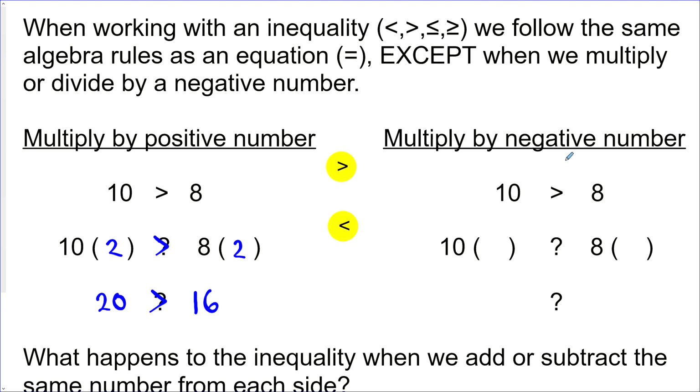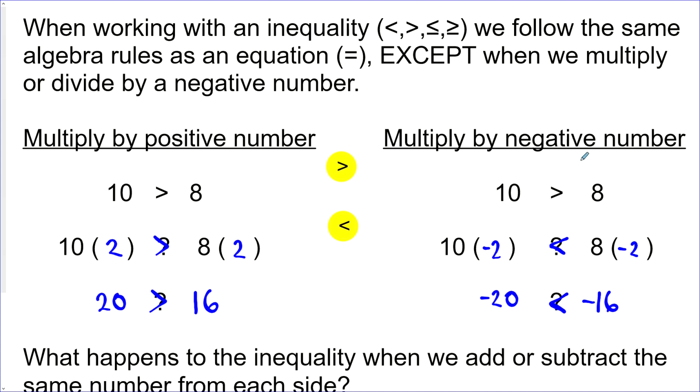Let's try multiplying by a negative number, like negative 2. And this time we've got negative 20 on this side and negative 16 on this side. Now, which one of these is larger? Well, negative 16 is actually larger. It's closer to 0. This one's further away, further down, if you will. So you see that when we multiply by a negative number, we started off with greater than, and we finish with negative 20 is less than.